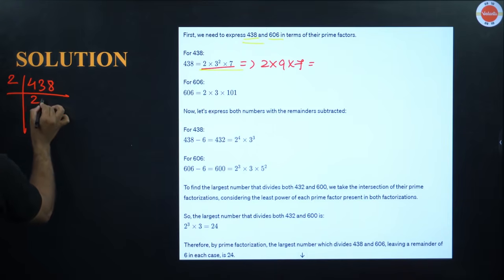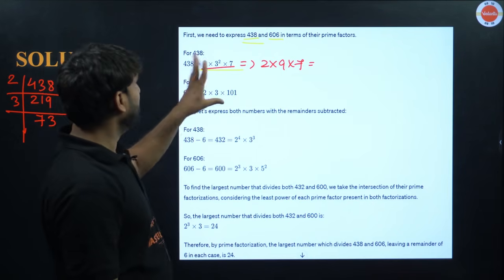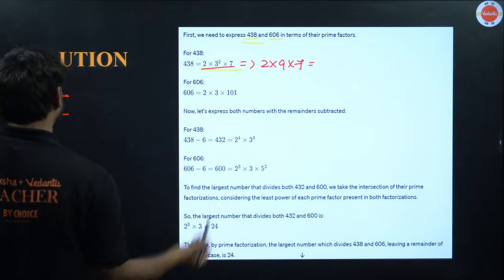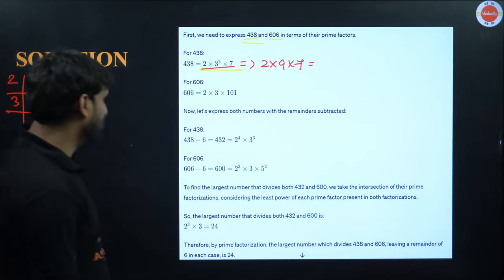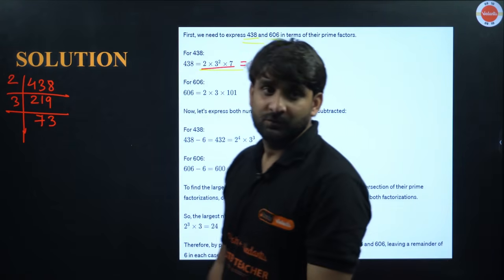So 2 times 219, right? Now we can take 3 times 73. 438 cannot be written in the previous form. That was wrong, my dear champion. Something was missing, and that is 73. 73 is a prime number. So by taking 2, we get 219, and then by taking 3, we get 73. 73 cannot be divided by any number. I hope you are getting my point.